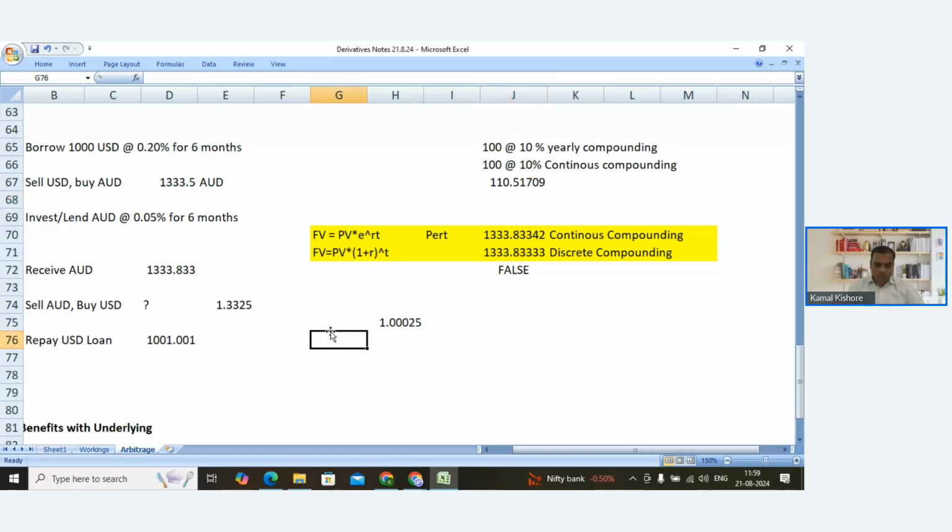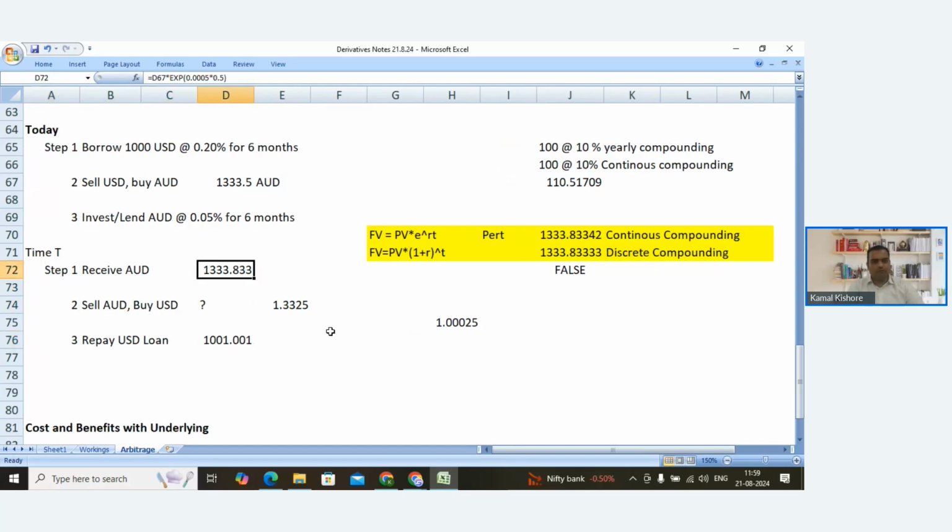Okay. So now what happens? You have received USD. At what rate we are going to sell, we do not know. How much we need to repay? So have you got this number? Repay USD loan, right? So I have to repay the USD loan. Essentially, my exchange rate has to be this. That means when I'm selling the AUD, I should receive the same USD value. If not, there will be an arbitrage gain or loss. Getting it?